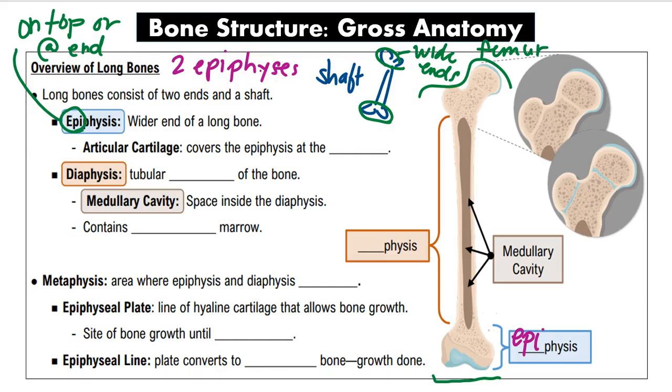Now at the end of those epiphyses, even though it's the end of the actual long bone, it's going to be articular cartilage. So all this little piece right here, and then all this little area right here, is going to be articular cartilage. And that's going to cover the epiphysis at the joint. Now, we already know what type of cartilage this is because we talked about this. It's that good old hyaline cartilage.